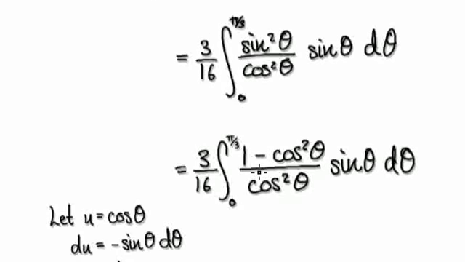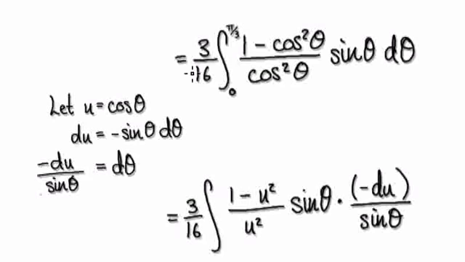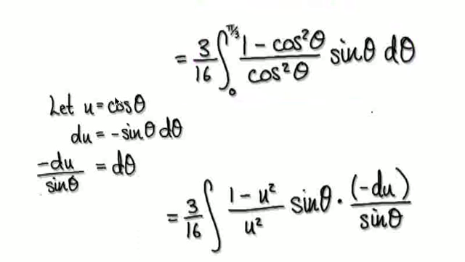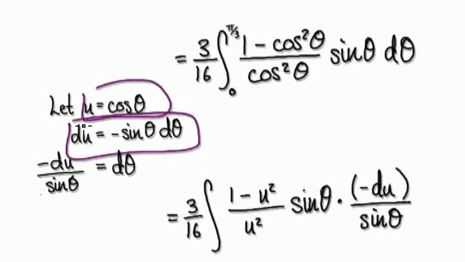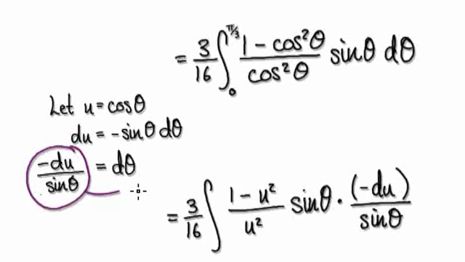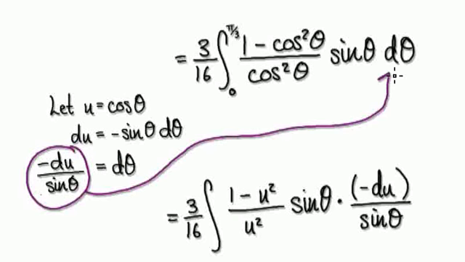Okay, now make another substitution. So from here make another substitution. So let u equal cos theta. If u equals cos theta, then du equals this thing, and then d theta equals this thing here. So now we can put this into here, and then later on this sine here will cancel out with this. But let's leave that to later.